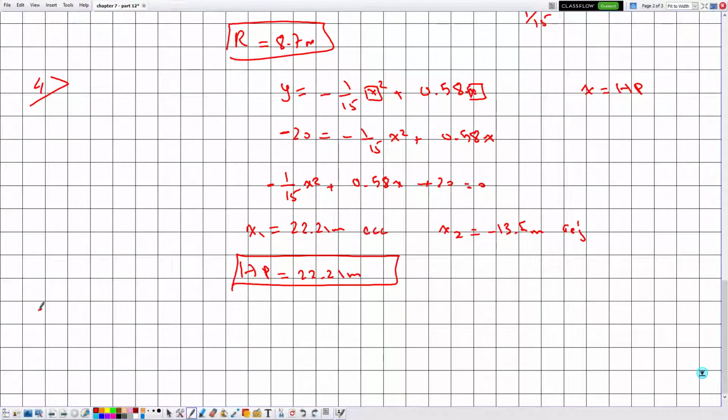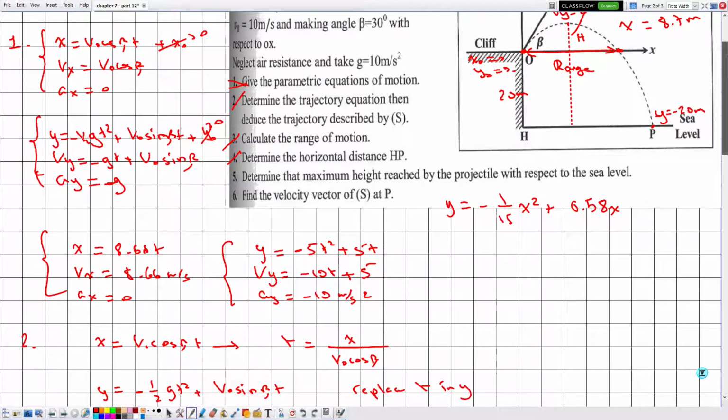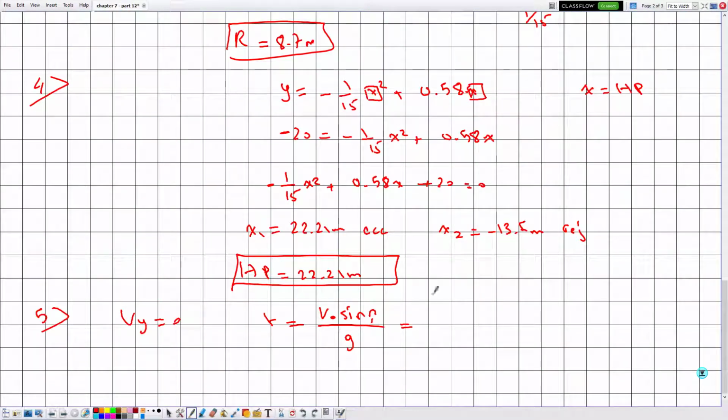So we are in part 5. Solving for Vy equal to 0, we get that t is equal to V0 sine beta divided by g, right? And this is 10 multiplied by sine 30 divided by 10, which is equal to half, 0.5 seconds. So what does this represent? This is the time needed for the projectile to reach maximum height.